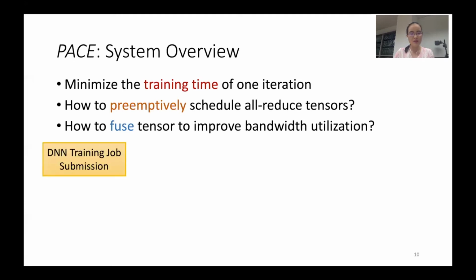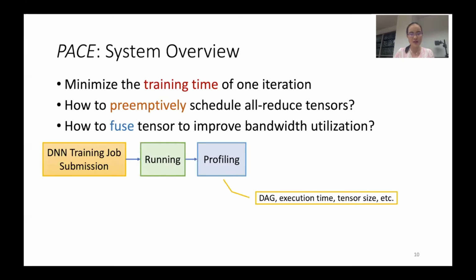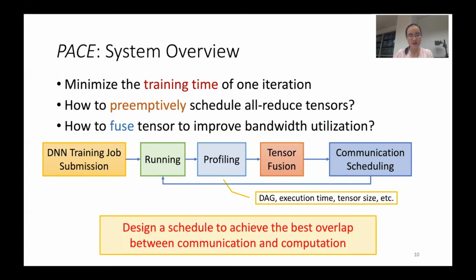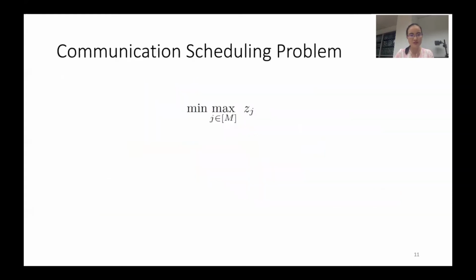Upon the submission of one DNN training job, we run this job first and do the profiling to get some job information like the DAG structure, the execution time, and the tensor size. And then we do the tensor fusion to produce a fused DAG. We then feed this fused DAG to the communication scheduler and obtain the communication scheduling decisions. And then we run this job following these communication decisions. So in this work, we design a schedule to achieve the best overlap between the communication and the computation in order to minimize the training time of one iteration.